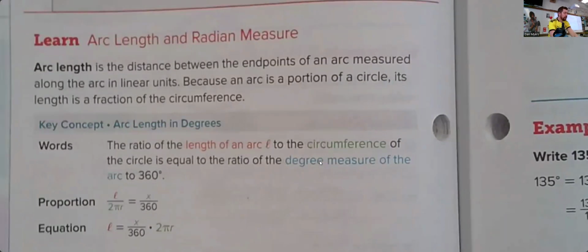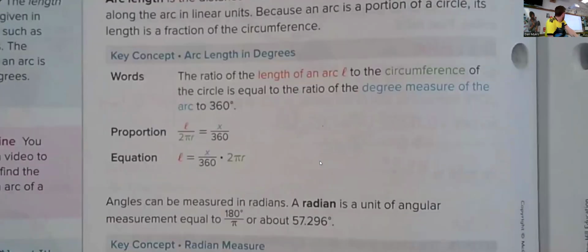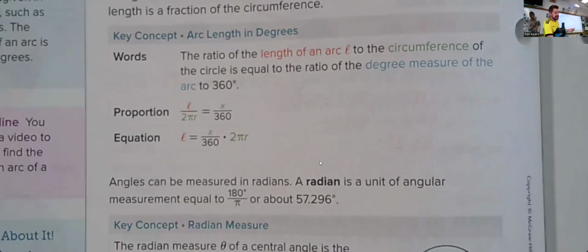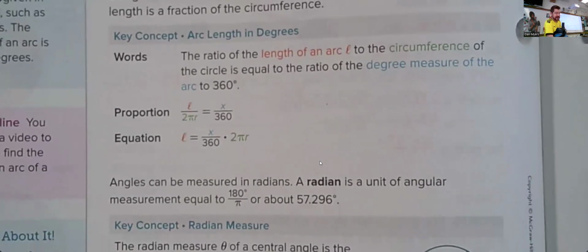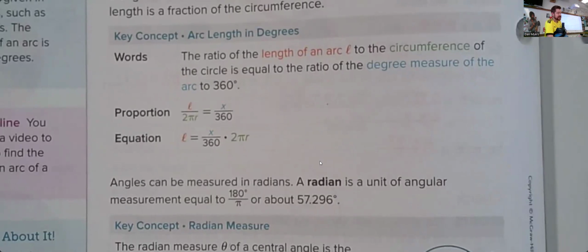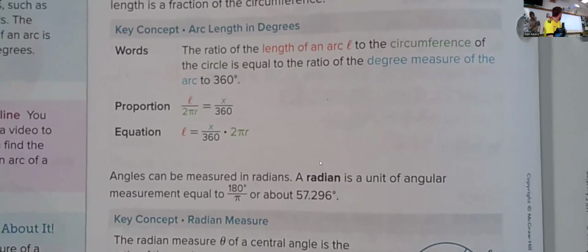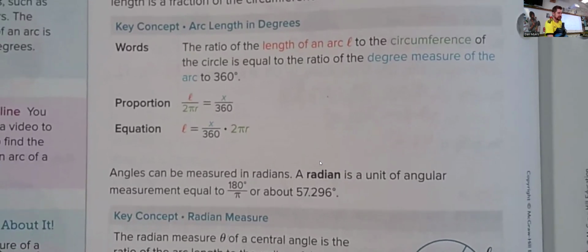So we do have an equation that we're going to be talking about here. In words, we're talking about arc length. First of all, we're going to talk about it in degrees, and then we'll talk about it in radians after that. So the ratio of the length of an arc, L, to the circumference of a circle is equal to the ratio of the degree measure of the arc to 360 degrees.